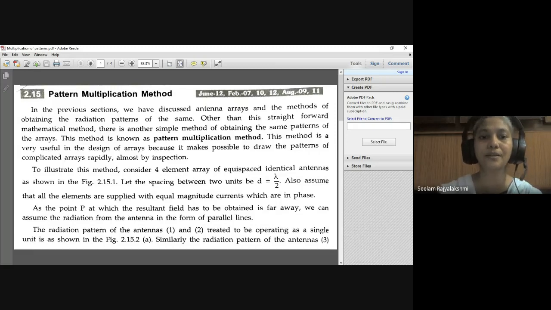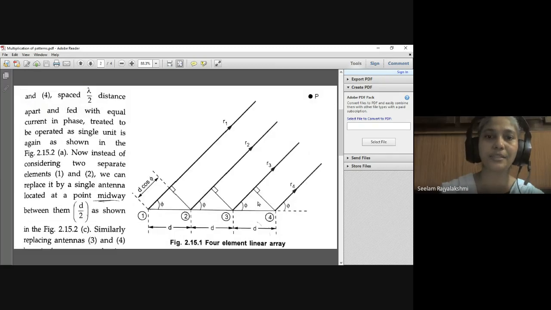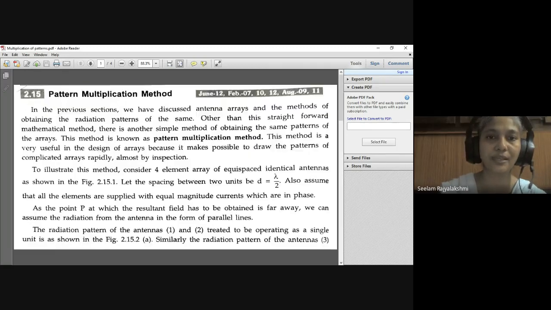The radiation pattern of antennas 1 and 2 is treated as operating as a single unit. We arrange all four elements equi-spaced with equal magnitude. So the radiation pattern of the first two antennas, 1 and 2, is treated as a single unit, and 3 and 4 as a single unit. I will show you in the figure.